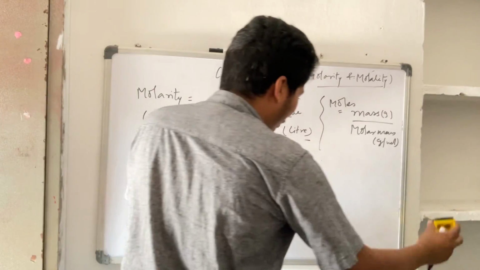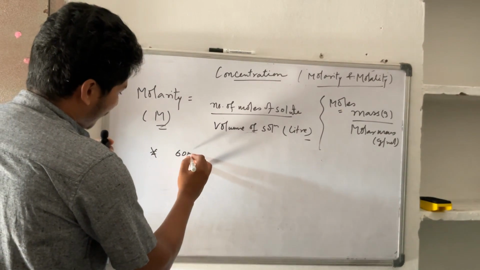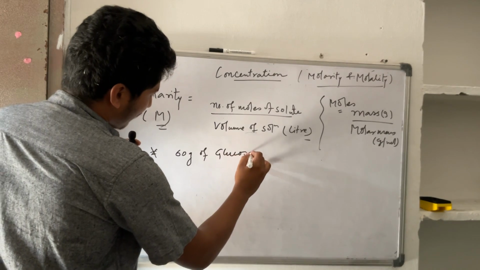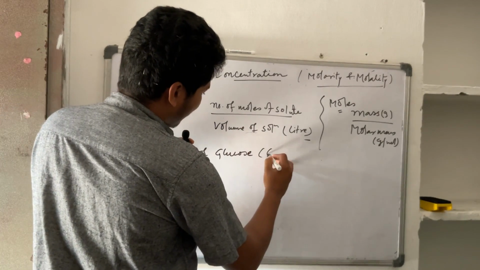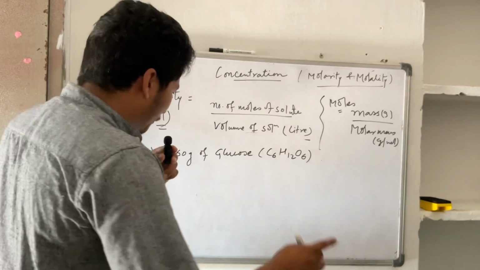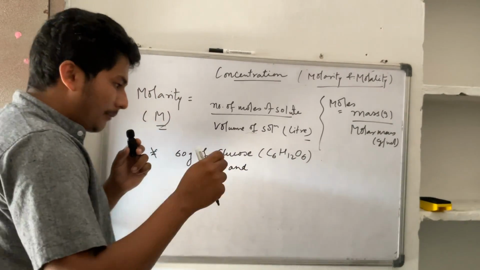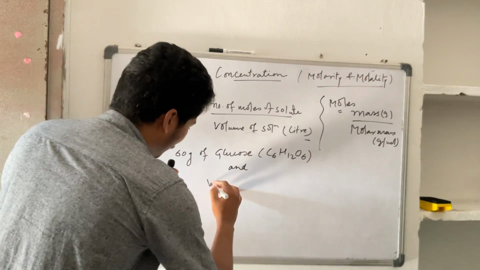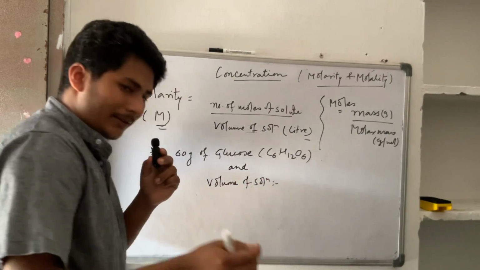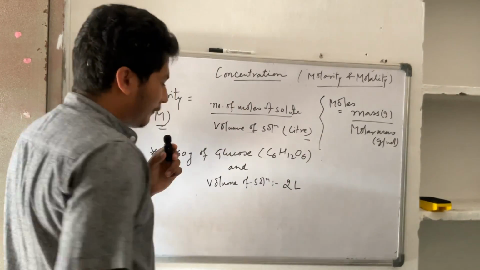It's going to be a very interesting problem. The problem says that, let's say you have taken 60 gram of glucose. The molecular formula of glucose is C6H12O6. So you have taken 60 gram of glucose, and you have added some amount of water to make up the volume of the solution. Let's say a 2 liter volume you have made.